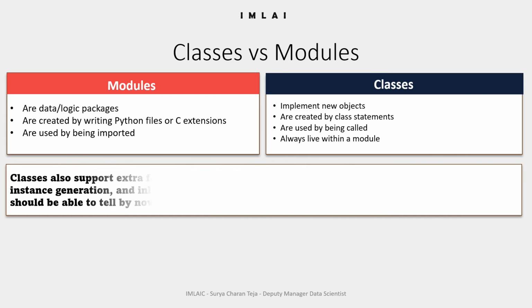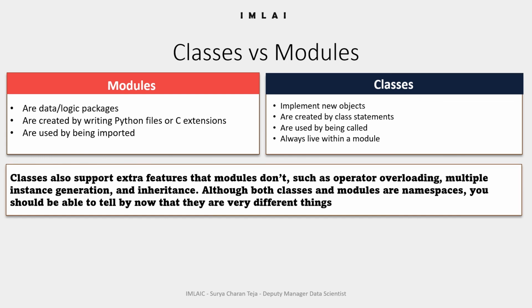So now finally, classes also support extra features that modules don't, such as operator overloading, multiple instance generation, and inheritance. Although both classes and modules are namespaces, this is the commonality between both. You should be able to tell by now that they are very different things. They are poles apart.